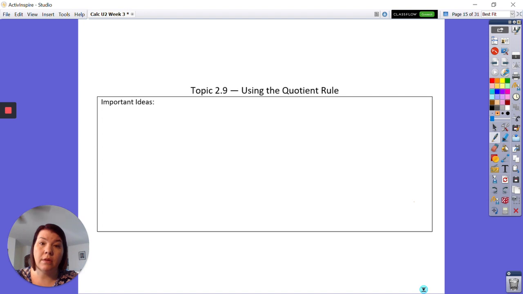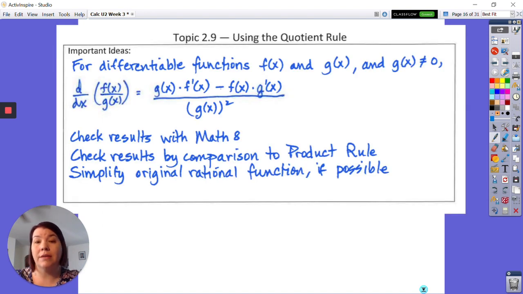So here's the actual answer. Oh, look, it's exactly what I just wrote down. For differentiable functions f and g, and where g of x is not 0, the derivative of the quotient can be rewritten as this function. Check results with MathGate, check results by comparison with the practical, simplify the original if possible, because if you can simplify it, it's easier. And, I mean, quotient rule, joy, it is what it is, but that's the idea.